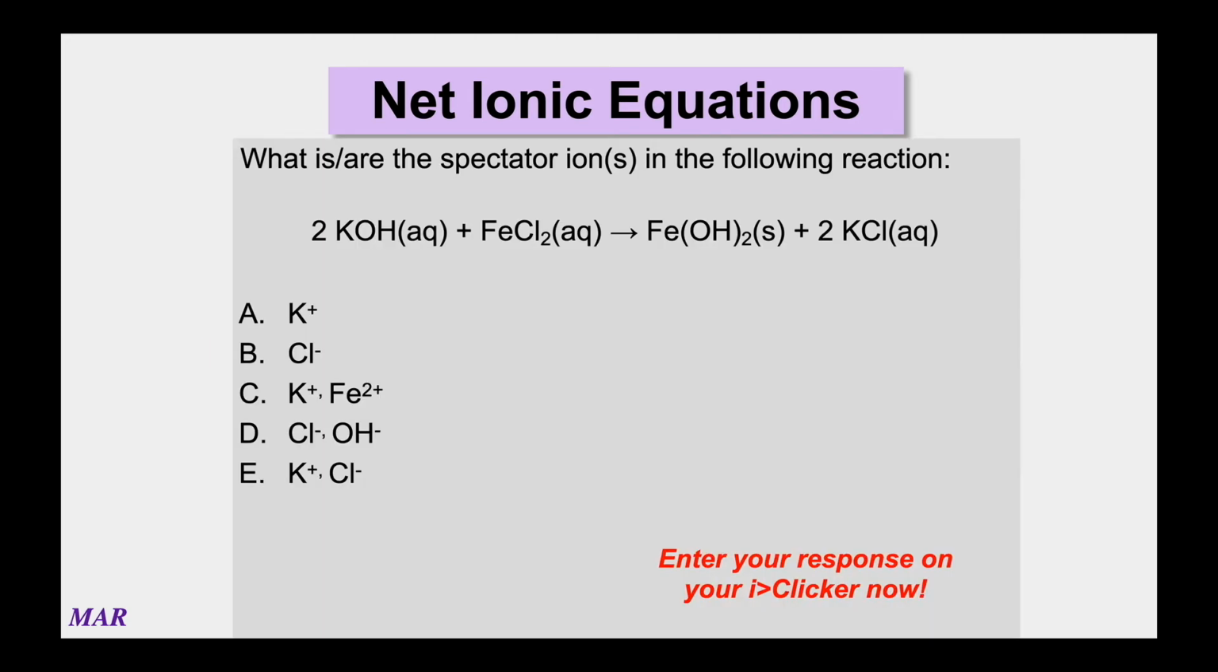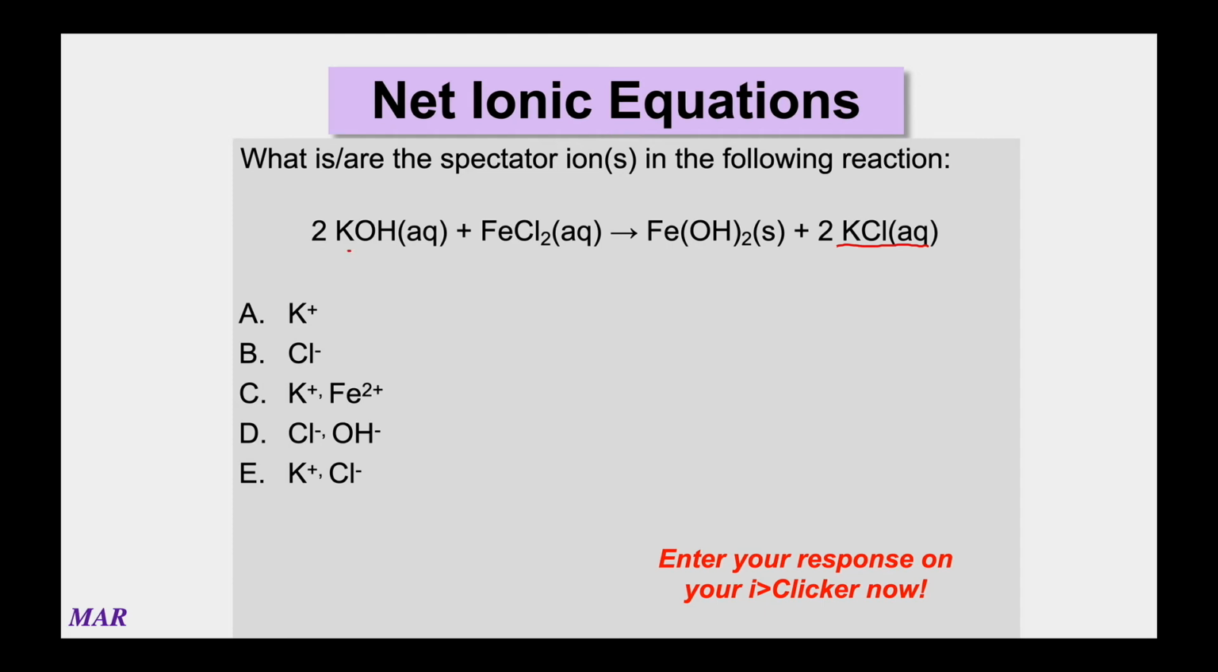This question says, what are the spectator ions in the following reaction? 2KOH plus FeCl2 aqueous makes Fe(OH)2 solid plus 2KCl. So like we said earlier, if the ion is in aqueous pieces on both the reactant and the product side, then it's going to be a spectator. And notice right away that on the product side, KCl aqueous is there. So we're going to be looking specifically, at least what I would do, for K plus and Cl minus.